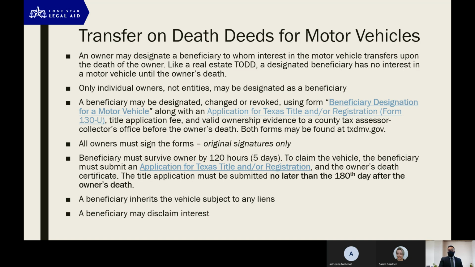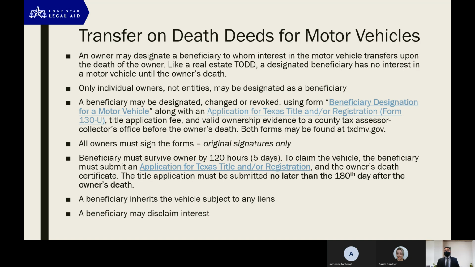A beneficiary can be designated, changed, or revoked using a couple of forms. This PowerPoint is going to be sent to you guys, so you'll be able to click on these hyperlinks, but these are published by the Texas Department of Public Safety, our DMV. So you'll use this beneficiary designation for motor vehicle form and an application for Texas title and registration form. And you'll also submit a title application fee and valid ownership evidence to a county tax assessor collector's office before the owner is deceased. So again, this is a way to get everything in line so you're not wondering if you did enough to set the beneficiaries up for after you pass.